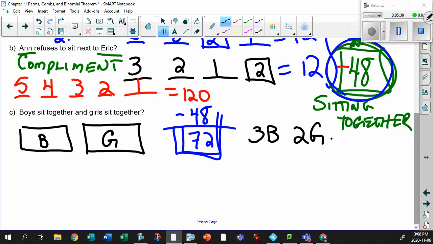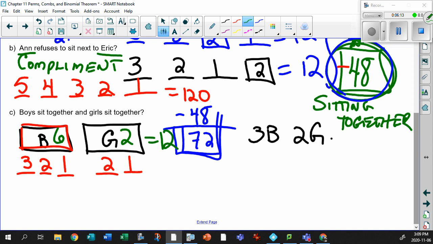So how many arrangements of boys can we have if we sit the boys on the left-hand side? Well, the first chair would contain 3 choices, the second chair 2, and 1 choice for the third chair. On the girls' side, we have 2 choices for the first chair, 1 choice for the next chair. 3 times 2 times 1 is 6 choices for the boys. 2 times 1, we have 2 choices for the girls. 6 times 2, we have 12 arrangements if they sit boys on the left, girls on the right.